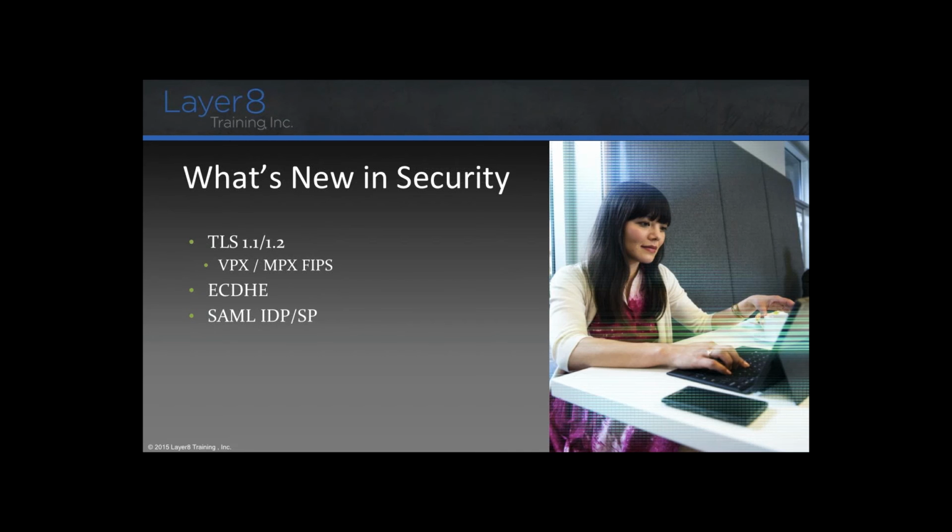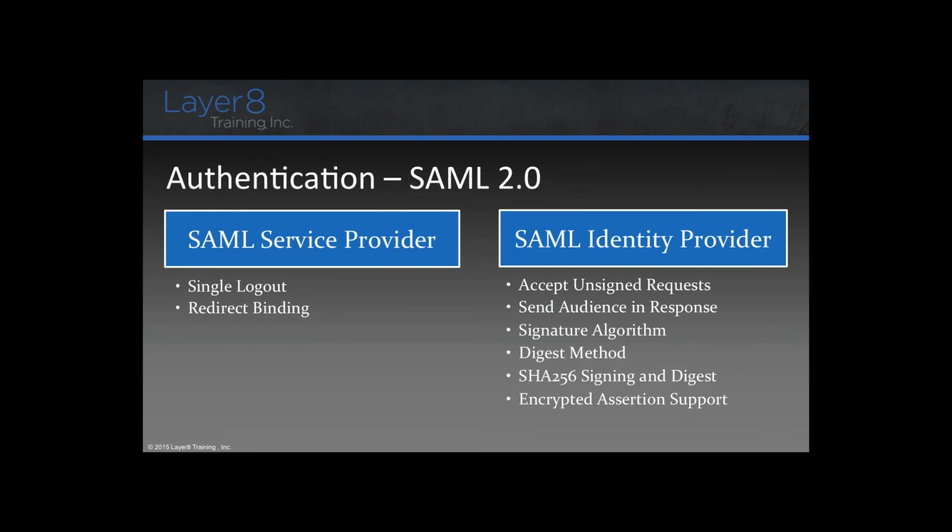The NetScaler in the past had only supported the service provider initiated model with a post binding. Now we've extended that so we can evaluate the client request, and if the client is not already authenticated, we can redirect that client out to the identity provider. So for authentication with SAML 2.0, we support, as a service provider, single log out and a redirect binding. As an identity provider, we can accept an unsigned request, send audience in response, and specify the signature algorithm, digest method, SHA, signing and digest, as well as the encryption. And so we've completely extended our SAML environment.